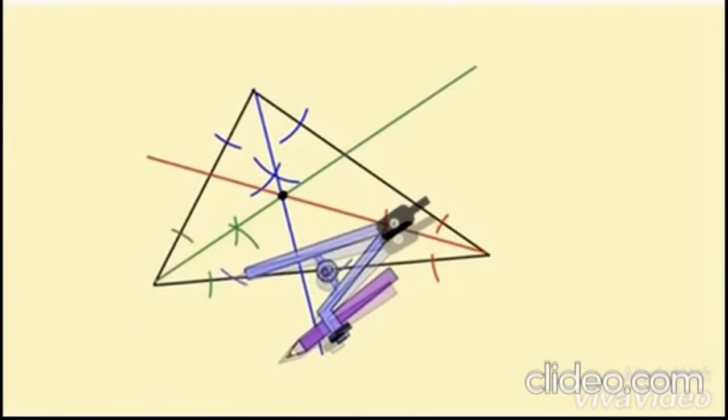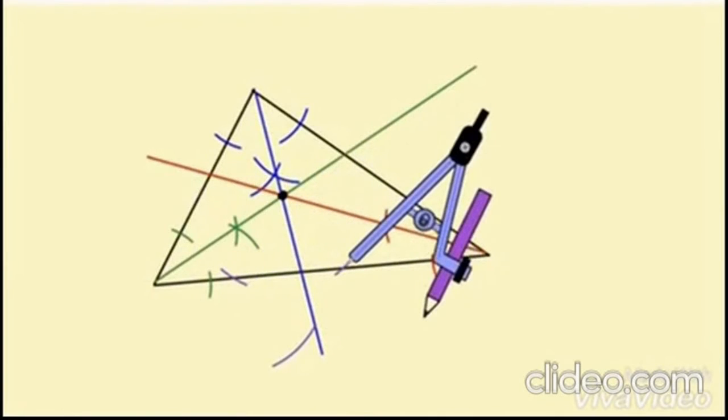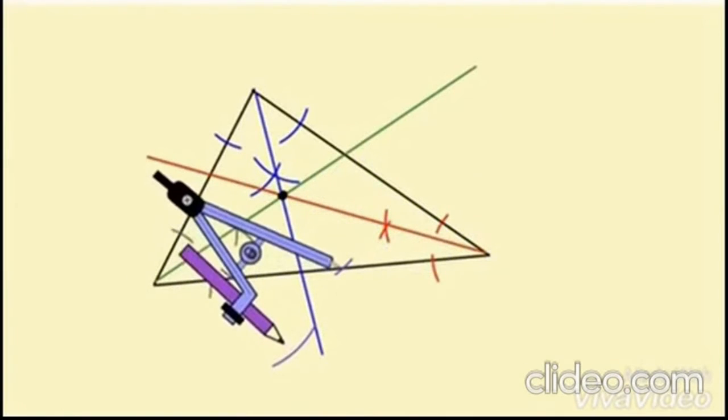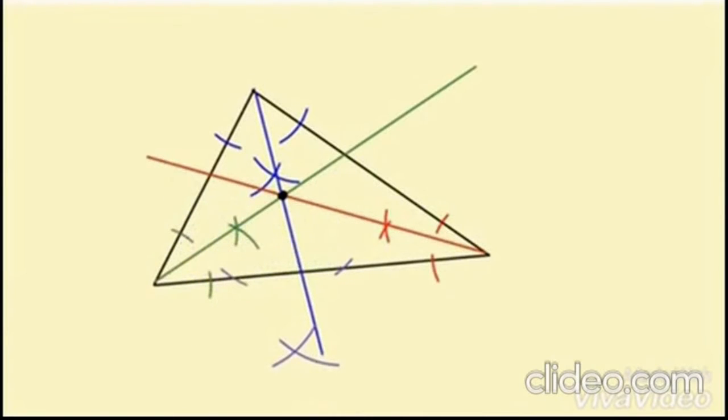To construct the perpendicular segment from the incenter to one of the sides, we need to take our compass and mark off two arcs, putting it on both of these points of intersection. And the intersection of those two arcs along with the point will give us a perpendicular segment.